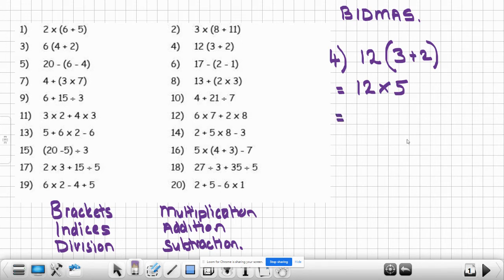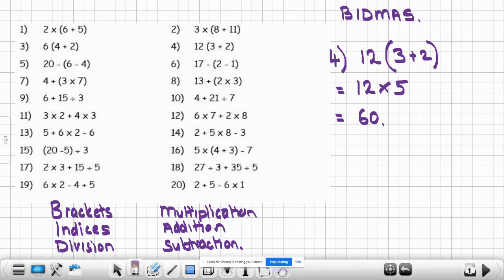12 multiplied by 5, well, we've got 2 lots of 5 is 10, 5 lots of 10 is 50, 50 plus 10 gives us 60. And while you're practicing this skill of using BIDMAS, use a calculator if you struggle with your sums, because I want your focus to be on the order of operation rather than the calculations themselves. It's good practice to do the calculations, but let yourself focus on the order of operations for this exercise.